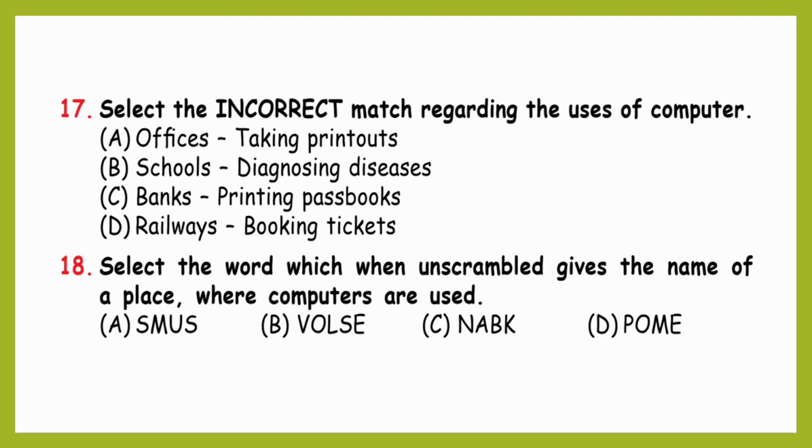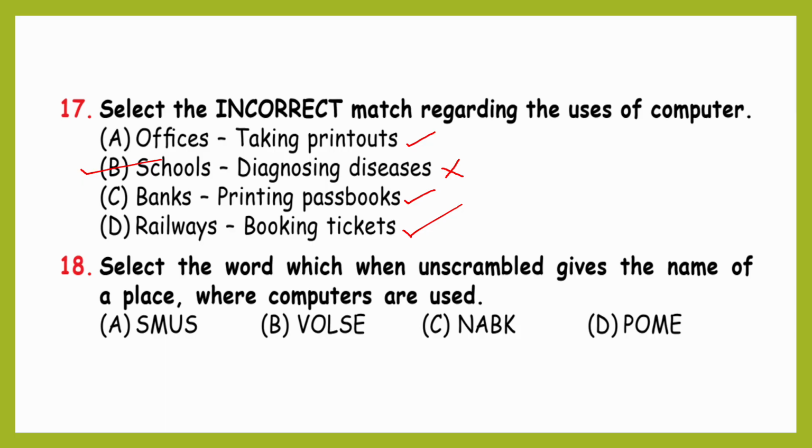Select the incorrect match regarding the uses of computer. Offices taking printouts. Is it correct? Yes. Schools diagnosing diseases? No. Diagnosing diseases is in hospitals. Then banks printing passbooks. It is correct. Railways booking tickets. It's also correct. So, which is the incorrect match? Schools diagnosing diseases. Option B.